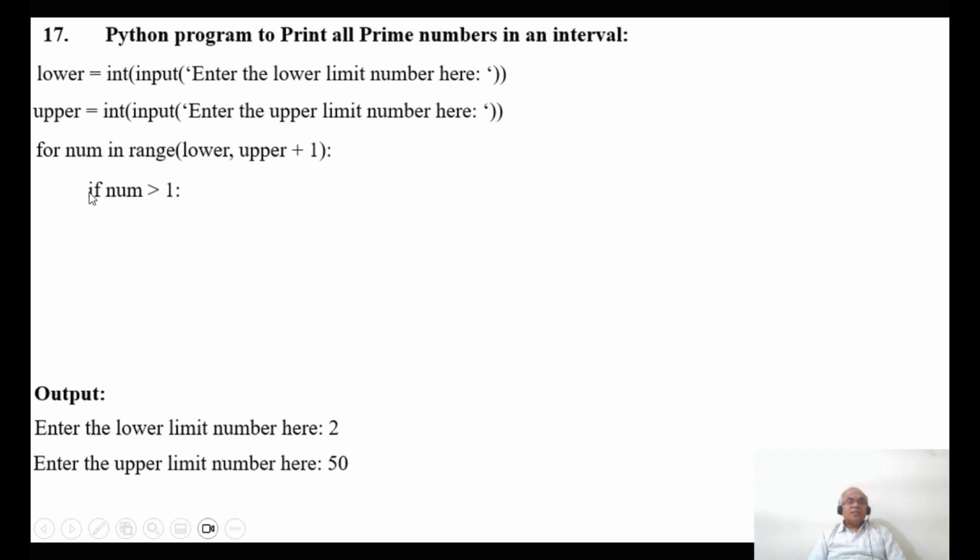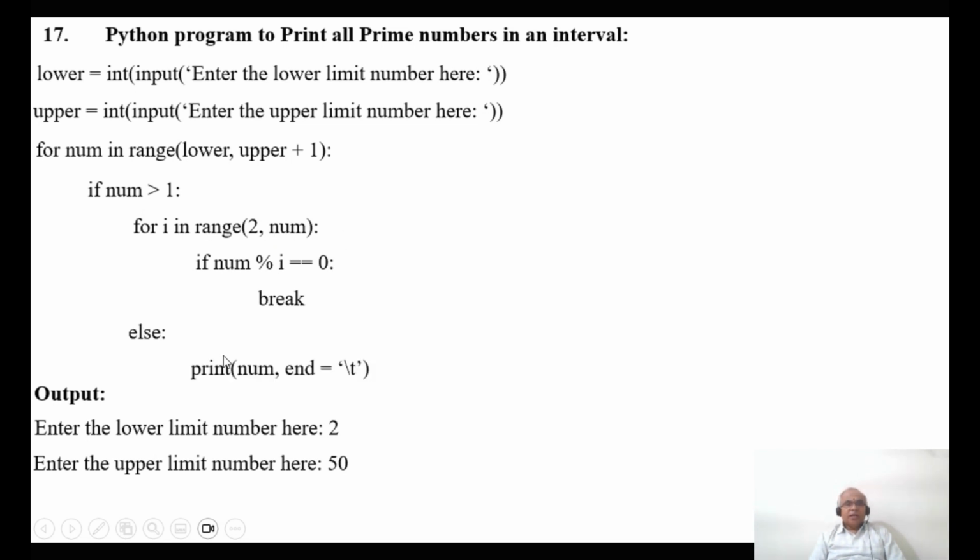Then, if num is greater than 1. What is the num value? Suppose the lower is 2, so initially it takes the value 2. So num is 2. If 2 is greater than 1, the condition is true. Then for i in range(2, num). What is the num value? 2, so it won't execute this block. It comes out. Yes, print num. What is num? It will be 2. So you get 2.